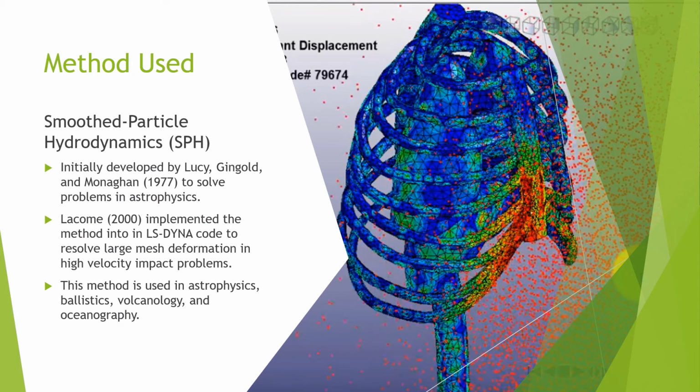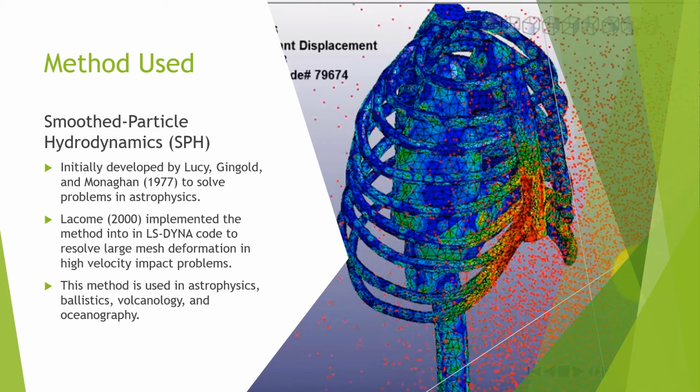For this simulation, the method used for the explosion was smooth particle hydrodynamics. It was initially developed by Lucy, Gingold, and Monaghan in 1977 to solve problems in astrophysics. Later, in 2000, Lacombe implemented the method into the LS-DYNA code to resolve large mesh deformation in high-velocity impact problems, such as the one shown in this presentation.